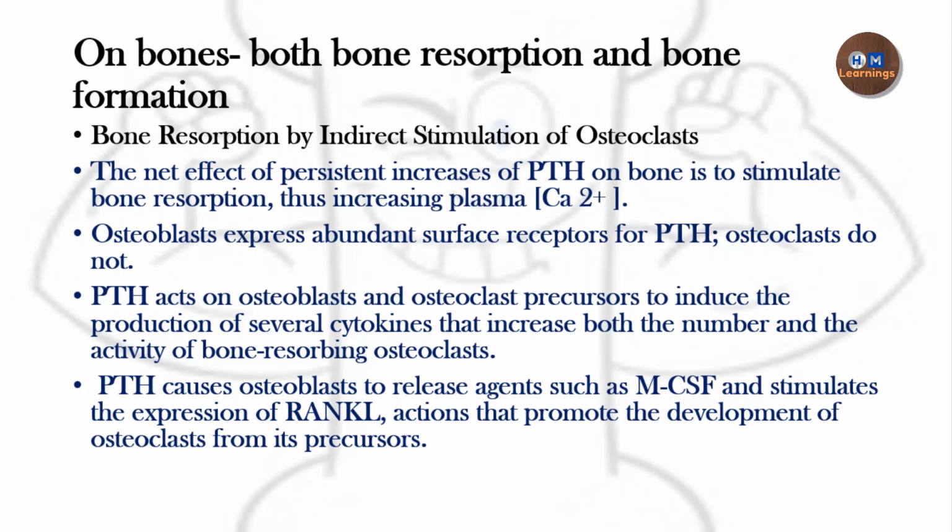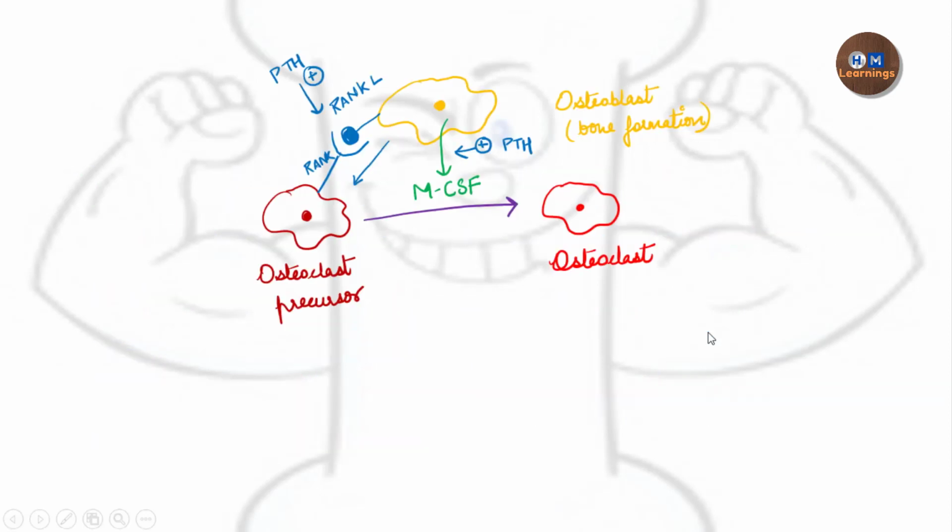So how does it happen? We can understand from this diagram. It is a very simple schematic diagram. So what is happening? This is an osteoblast, which is responsible for the bone formation. This is an osteoclast precursor, which will be differentiated in the future to make an osteoclast. Osteoclast is basically responsible for the bone resorption.